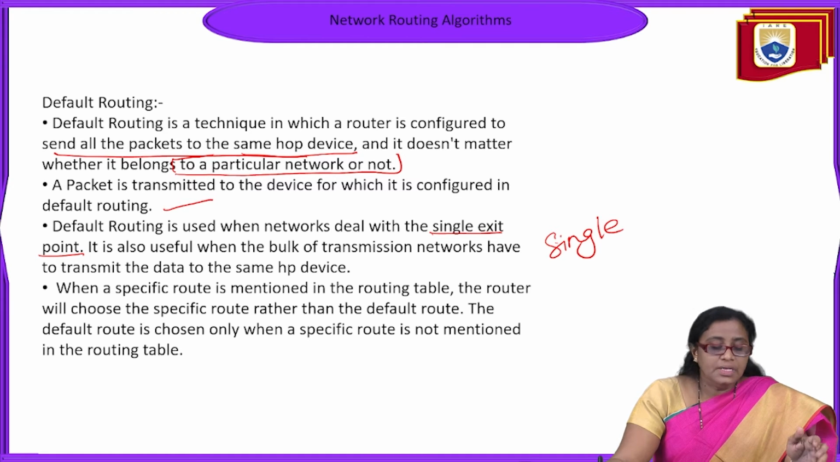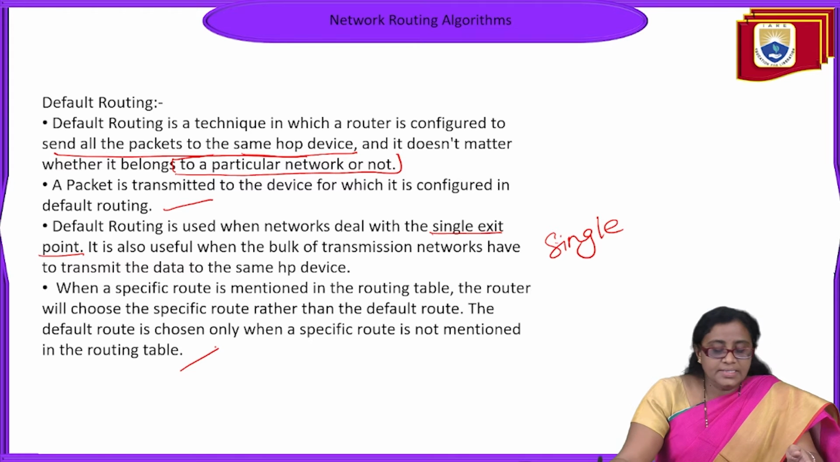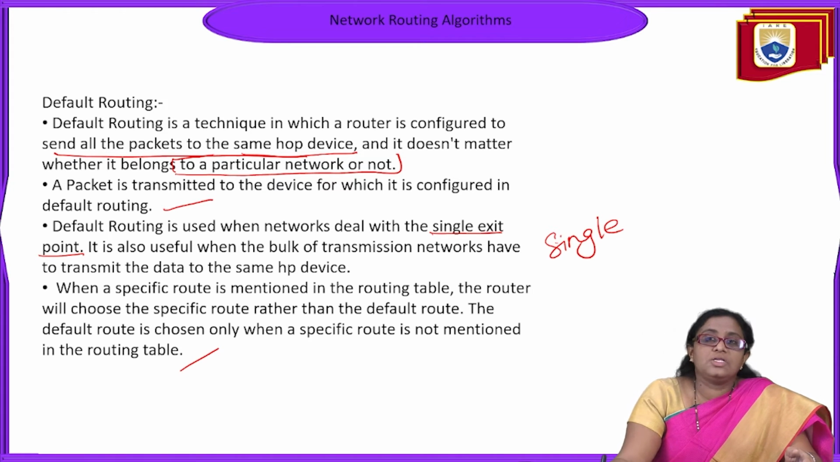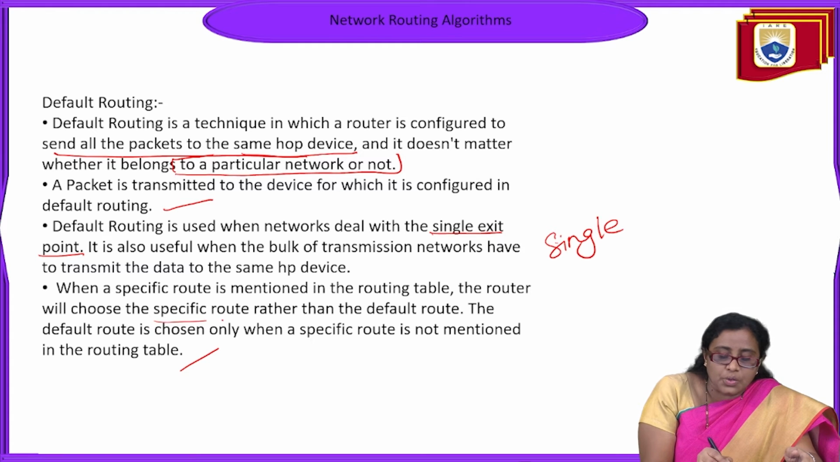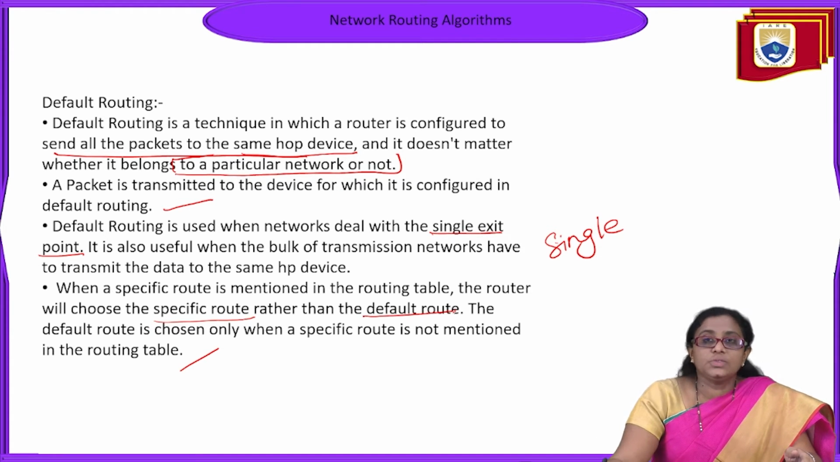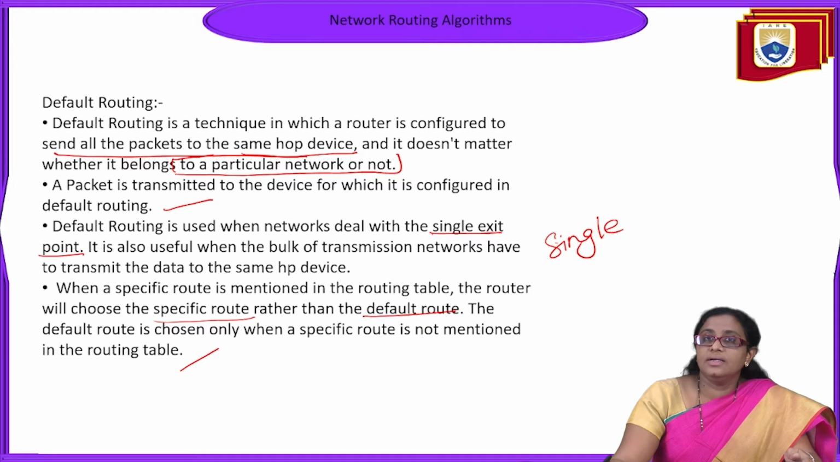It is also useful when the bulk of transmission networks send data to the same host or the same device. And the last point is that when a specific route is mentioned in the routing table, the router will choose the specific route rather than the default route. The default route is chosen only when a specific route is not mentioned in the routing table.